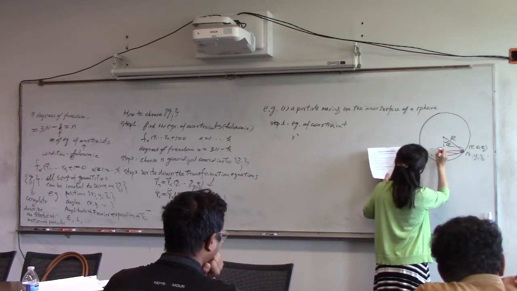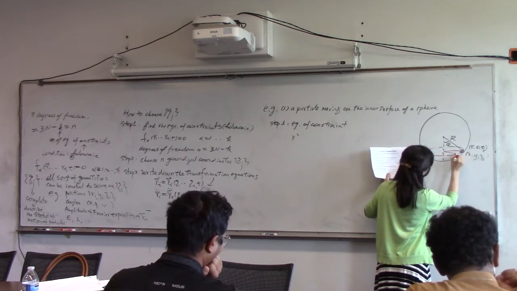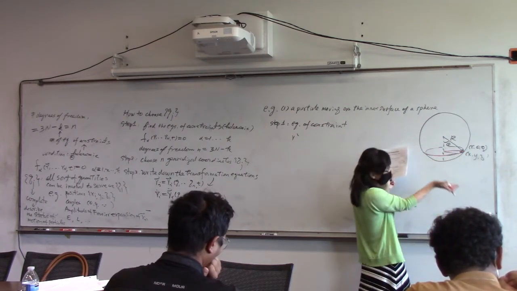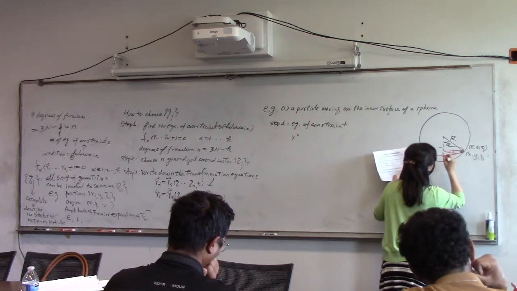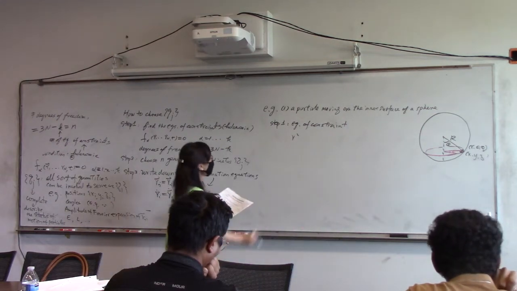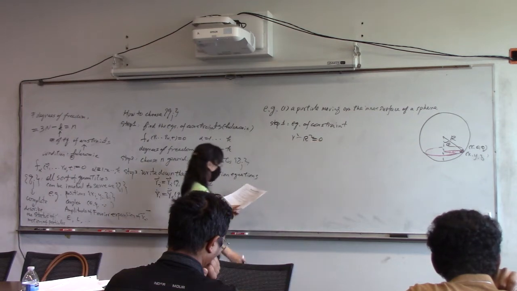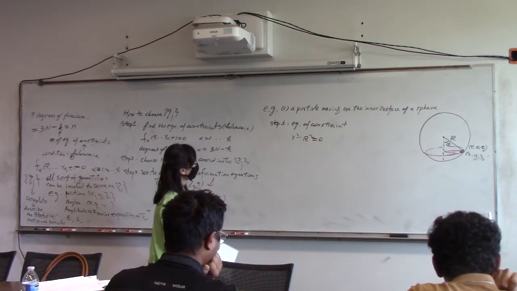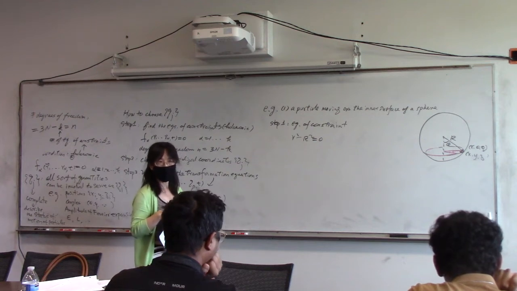This circle is the perpendicular plane. If you consider the x y plane and this z, here this is the phi. With this we know r squared minus capital R squared equals zero. That is the equation of constraint. Do we have more equations of constraint? No, right?